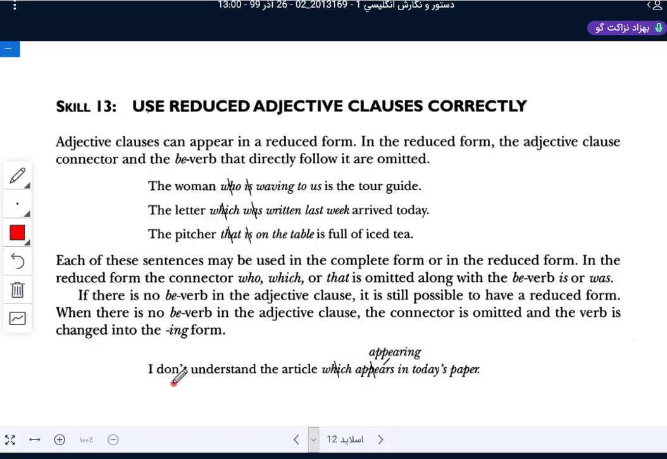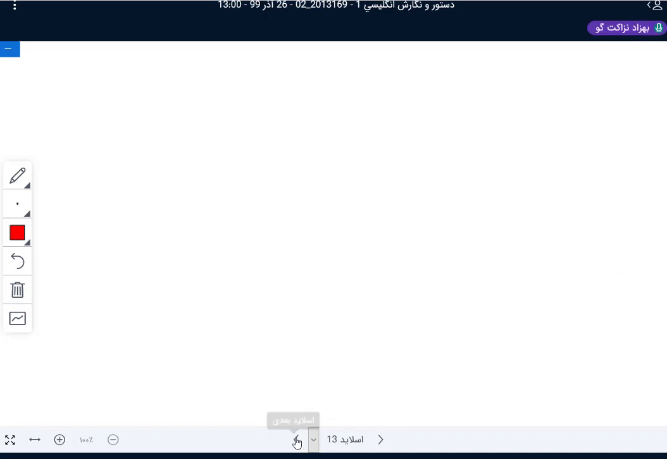I don't understand. I have my subject, my verb, my first complement, then appearing in today's paper is the second complement. Or appearing post modifies the article, so it is a part of the first clause, and in today's paper is the second complement. Let's go to the next one.